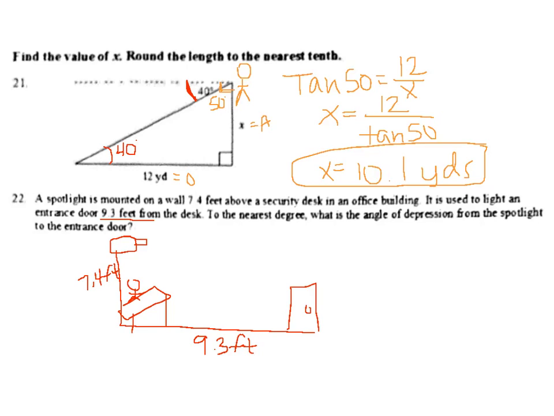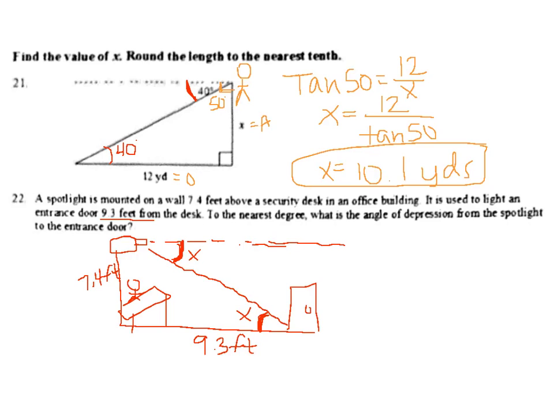So I want to know if this is, oh, I'm sorry, that's a spotlight. It's not a video camera. So if I have a horizontal line here, and I'm going from the spotlight to the entrance door, I want to know the angle of depression. So that's this right here. That's what I'm looking for. But that's not within my triangle. So what I think I'm going to do is say if that's x, then this angle is going to be the exact same, and that is within my triangle that I formed. So I'm going to find this, which in return is finding me the answer to my problem.